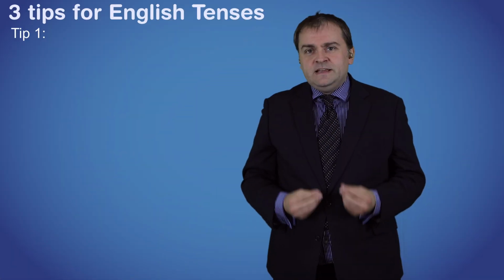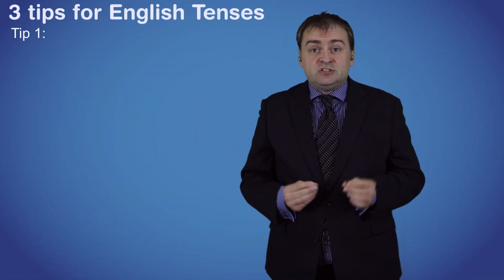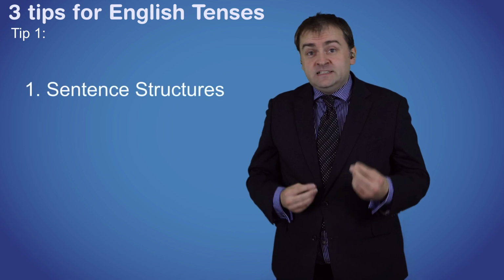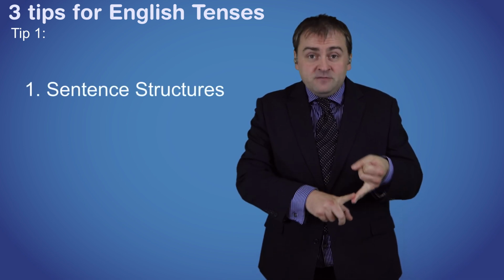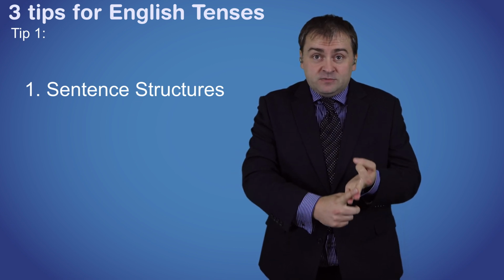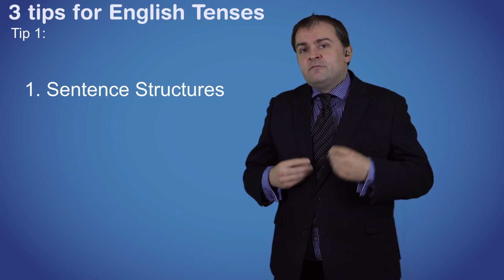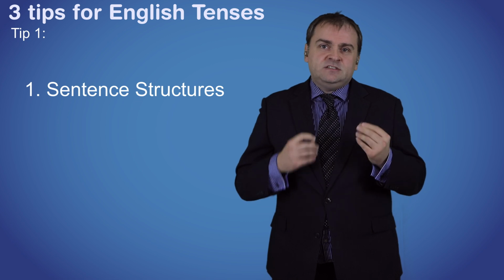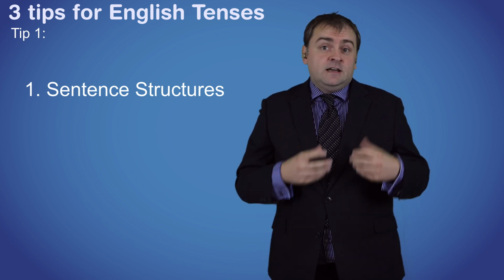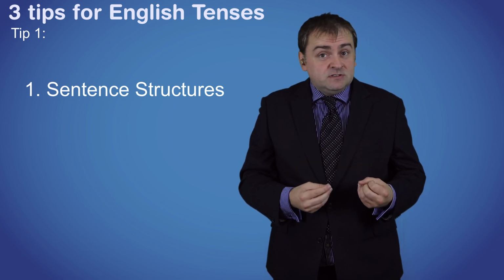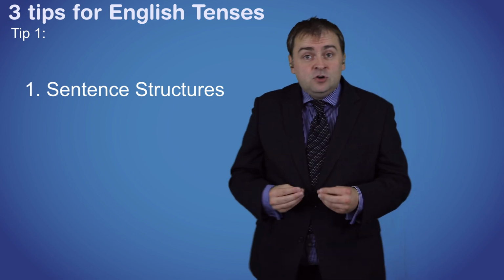The first tip is to do with sentence structures. Every sentence is made up of really important elements like the subject, the main verb, and the auxiliary verb. There are 3 structures that these words can take to define the meaning of a sentence and make it either a positive statement, a negative statement, or a question.